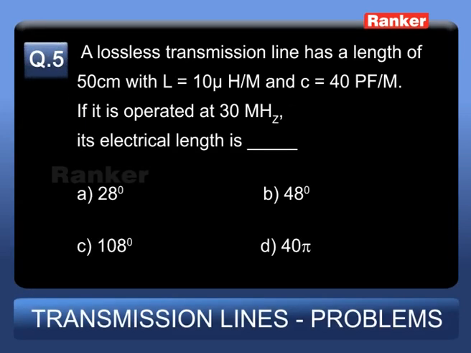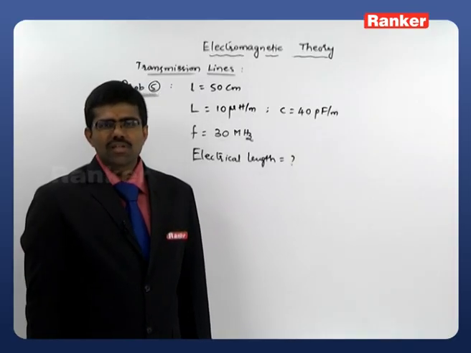Problem 5. A lossless transmission line has a length of 50 cm with L equal to 10 microhenry per meter and C equal to 40 picofarad per meter. If it is operated at 30 MHz, its electrical length is: option A, 28 degrees; B, 48 degrees; C, 108 degrees; and D, 40 pi. Now observe the solution for the given problem.